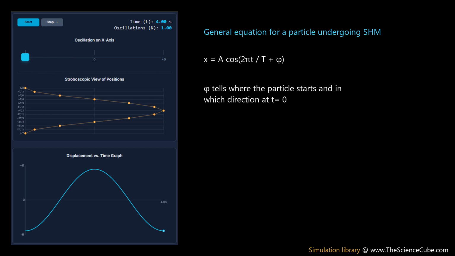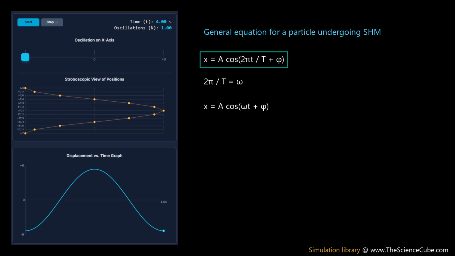Okay, now we also know that 2 pi upon capital T is equal to omega, or the angular frequency. And here it represents a rate of change of an angular quantity that is not necessarily related to a rotational motion. And we will cover this in a more detailed way in a subsequent lesson. Then we can rewrite this equation as x is equal to A cos (omega t plus phi).